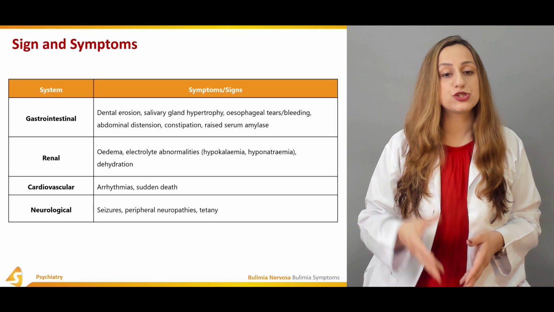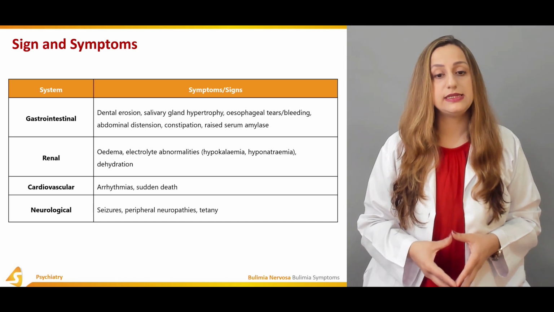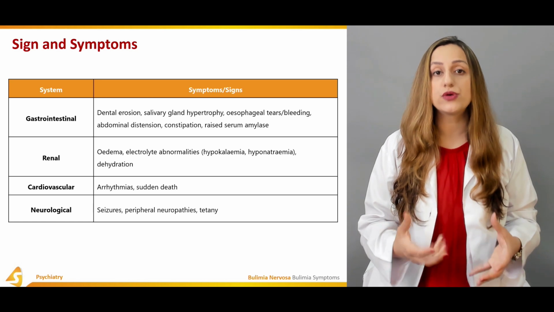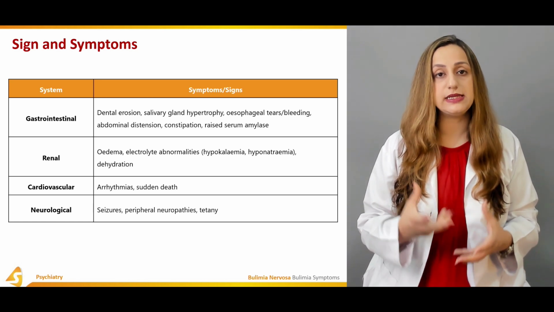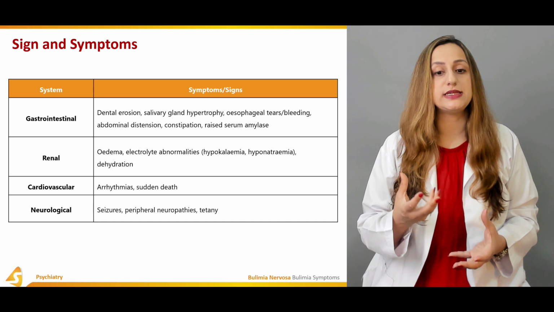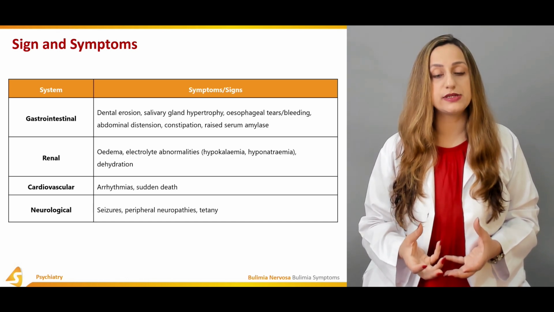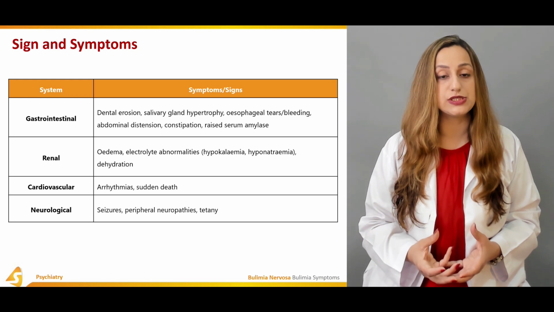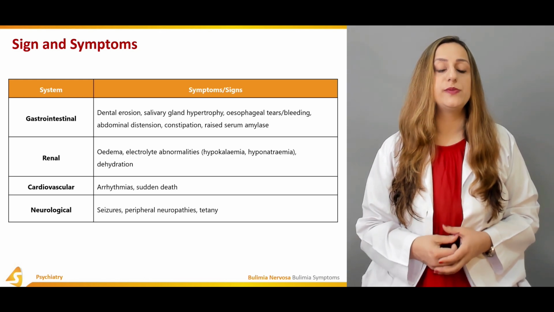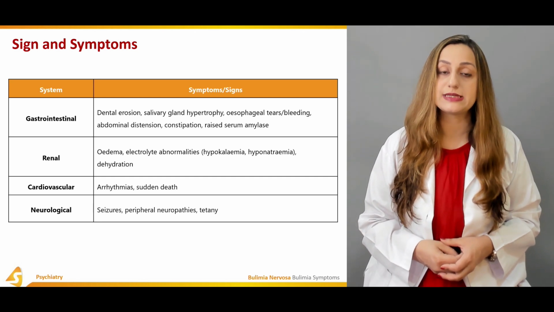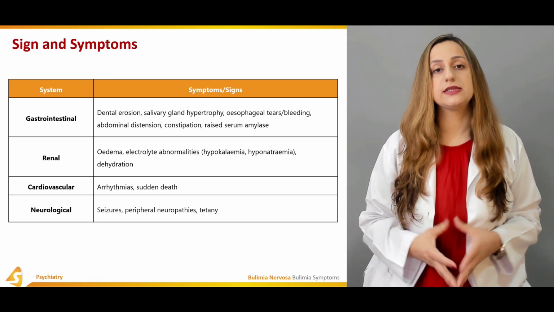Moving on to the gastrointestinal system, the dental erosion. First of all, we'll be starting off with the oral cavity. We'll be looking for any dental erosions. We'll be looking at the salivary gland for hypertrophy, and for esophageal tears, bleeding, abdominal distension, and constipation. And there will be a raised serum amylase after the laboratory investigations have been carried out in this particular individual.